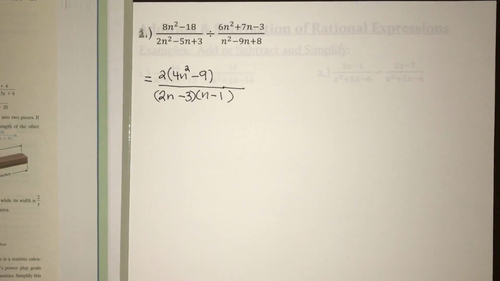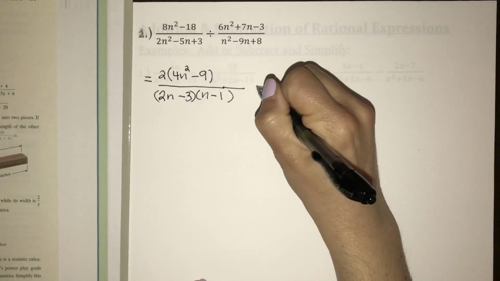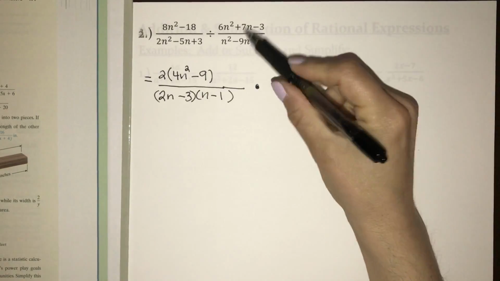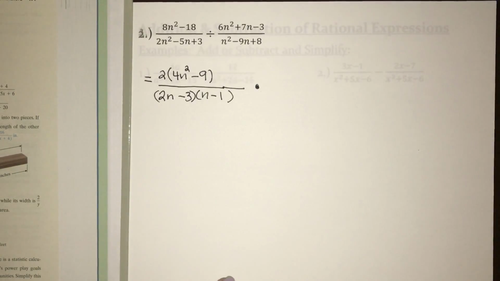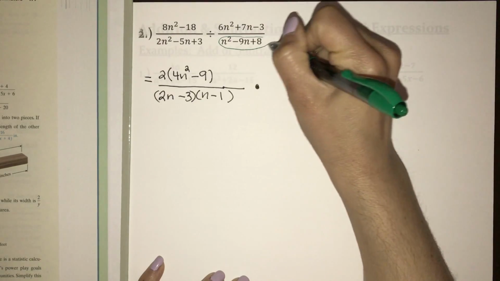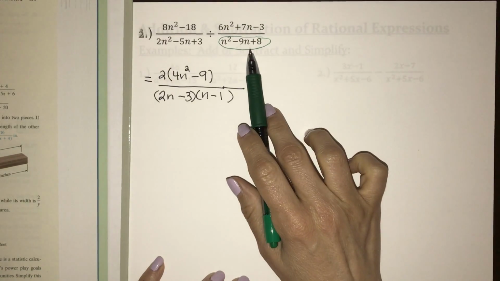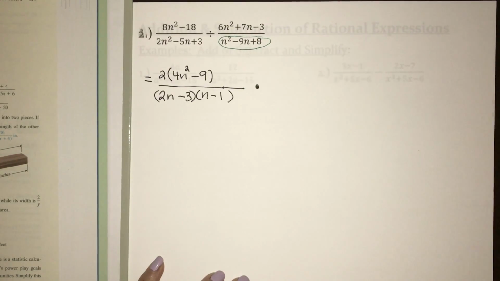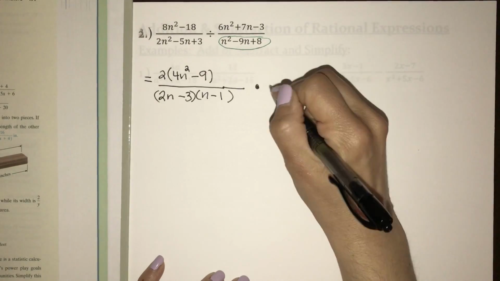At this point, I'm going to multiply by the reciprocal of the second fraction. It's always the reciprocal of the second fraction. So I'm trying to factor this trinomial. This will be in the numerator now. So we need to factor that.